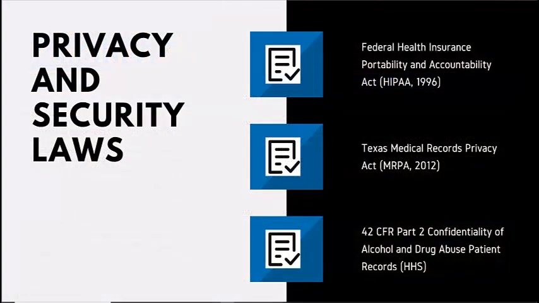In order to help protect client privacy, as an HMIS user, we are responsible for adhering to the following laws: the federal Health Insurance Portability and Accountability Act of 1996, the Texas Medical Records Privacy Act of 2012, and 42 CFR Part 2, Confidentiality of Alcohol and Drug Abuse Patient Records.